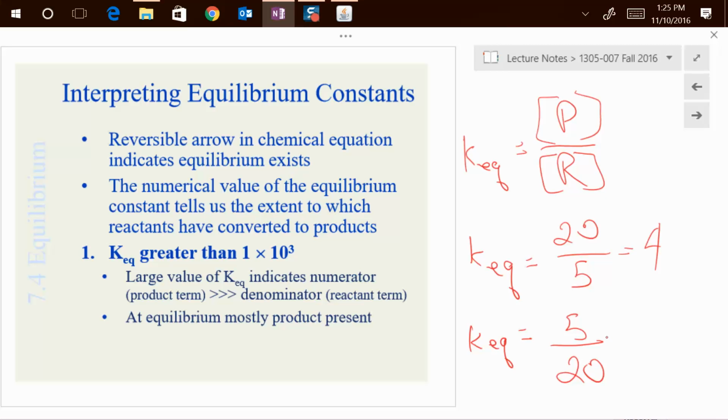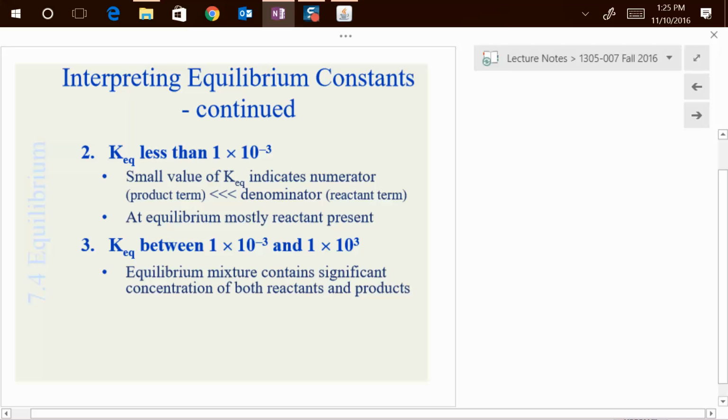It tells you that this is greater. What is this? Reactants are greater. That's how you interpret your KEQ, simply by looking at whether it's a number greater than 1 or a number less than 1. If it was just 1, that would mean they're equal concentrations. All right, so that's how we would interpret those.